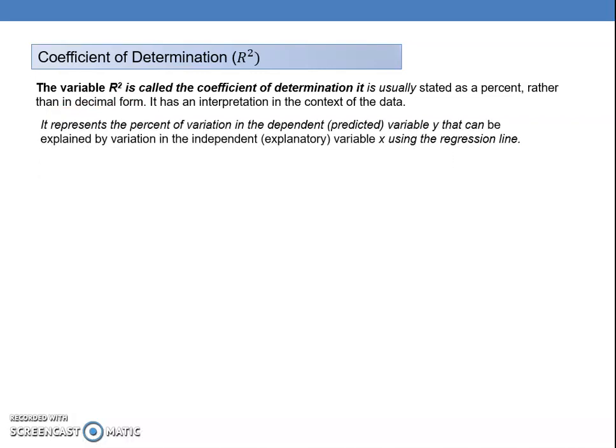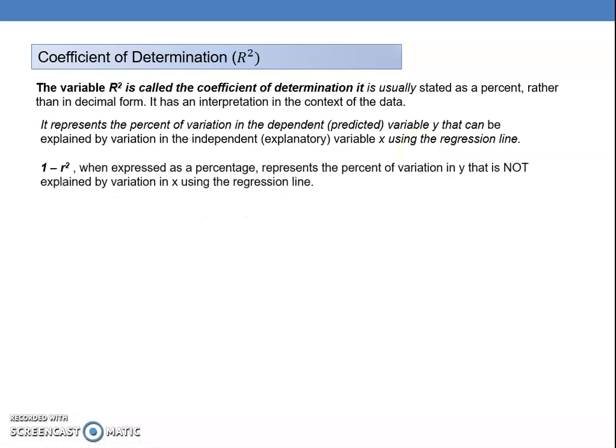So it represents the percent of variation in the dependent variable, which is your letter Y, that can be explained by variation in the independent variable, which is your letter X, using the regression line. So it looks complicated when we say it in words, but let's go back to it. Another thing is 1 minus R squared. 1 minus R squared, when expressed as a percentage, represents the percent of variation in Y that is not explained by variation in X using the regression line, right? So what does this mean, right?